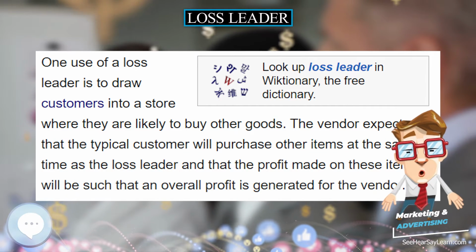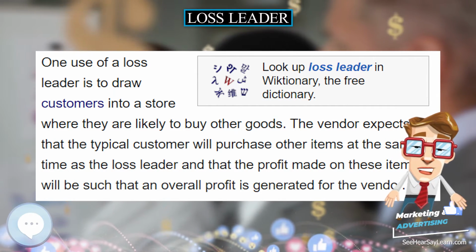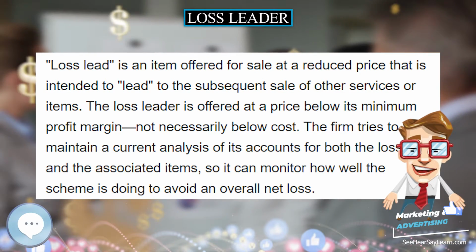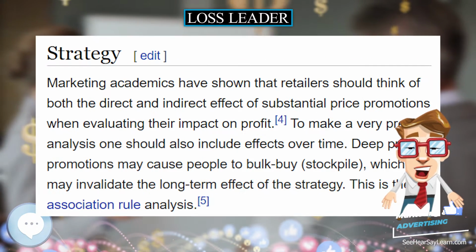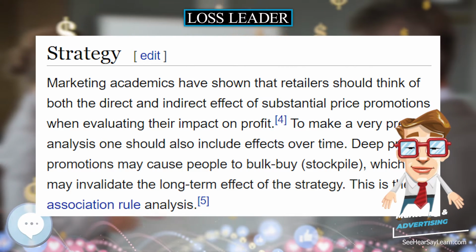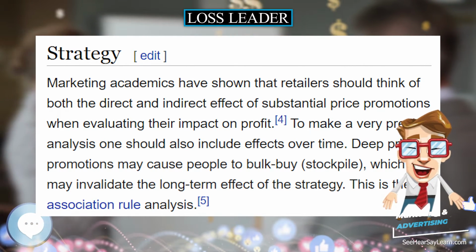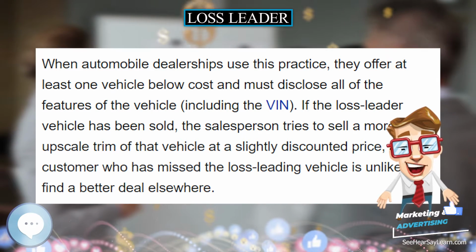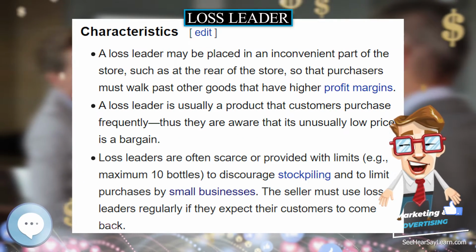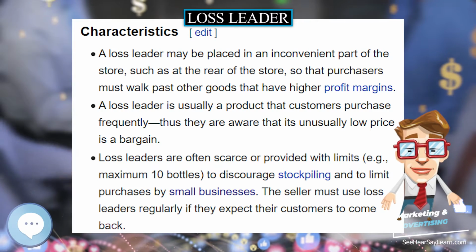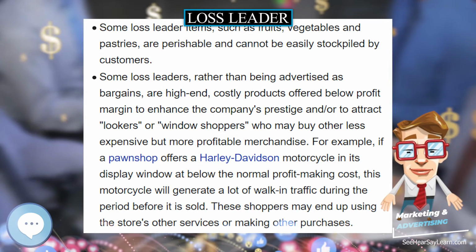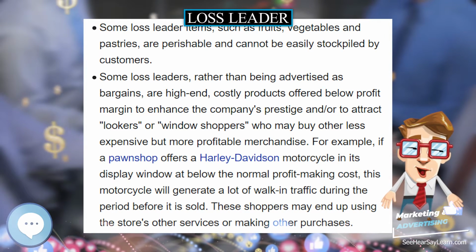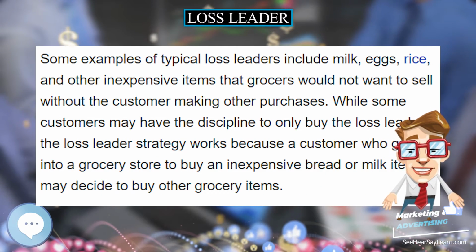When automobile dealerships use this practice, they offer at least one vehicle below cost and must disclose all of the features of the vehicle, including the VIN. If the loss leader vehicle has been sold, the salesperson tries to sell a more upscale trim of that vehicle at a slightly discounted price, as a customer who has missed the loss-leading vehicle is unlikely to find a better deal elsewhere. Loss leaders can be an important part of companies' marketing and sales strategies, especially during dumping campaigns.